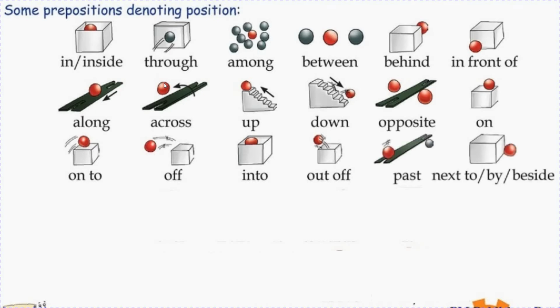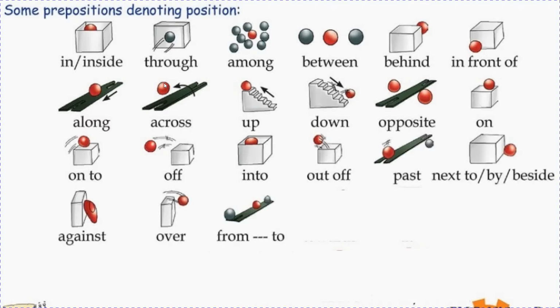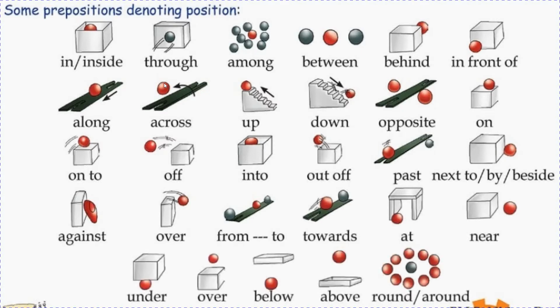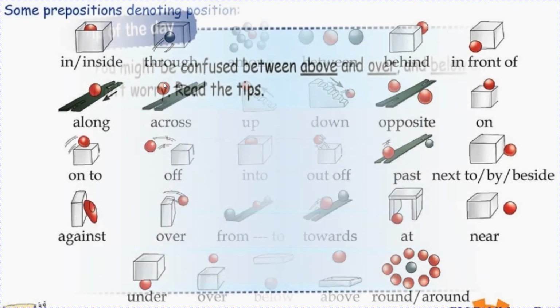Past, next to, or by, or beside. Against, over, from, to, towards, at, near, under, over, below, above, and round or around. See, children, here: under, over, below, and above. I'm going to explain the differences between these four prepositions in the next slide.